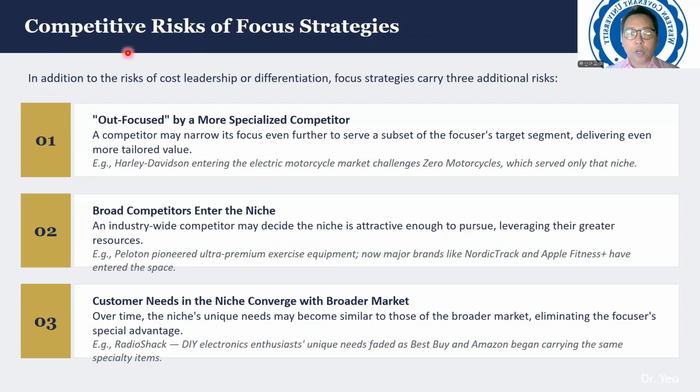So focus strategies have three unique risks. The first one is getting out-focused. Someone can always narrow their focus further than you. Like Zero Motorcycles built a successful business serving electronic motorcycle enthusiasts, a very specific niche. Then Harley-Davidson announced they are entering the electronic motorcycle market. Suddenly, the niche is no longer safe. A larger, better resourced competitor is coming for it. This is the constant danger for focusers.